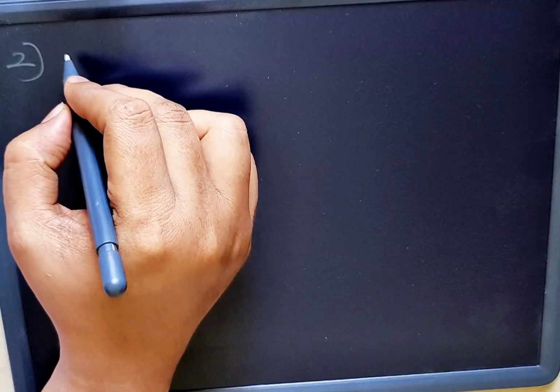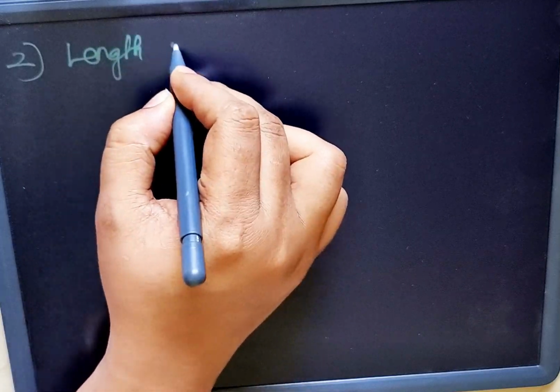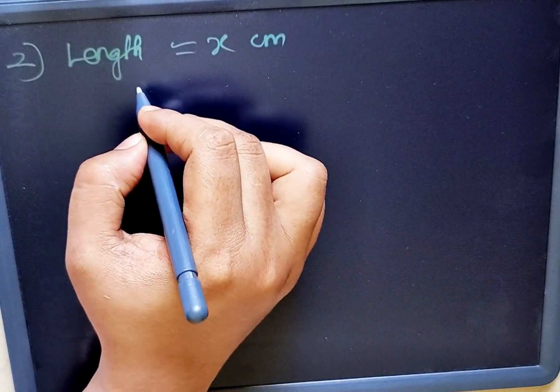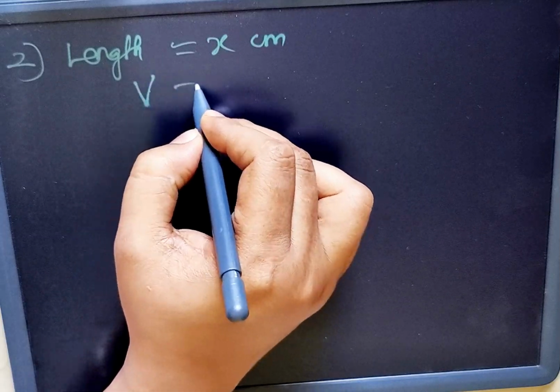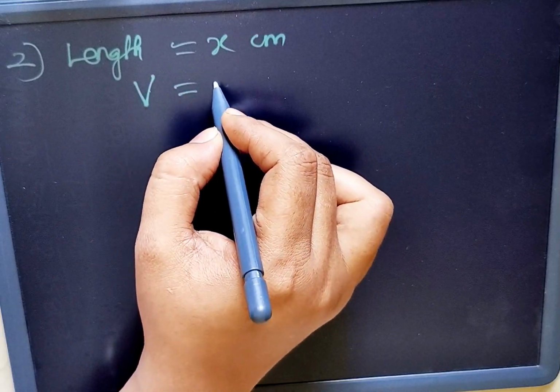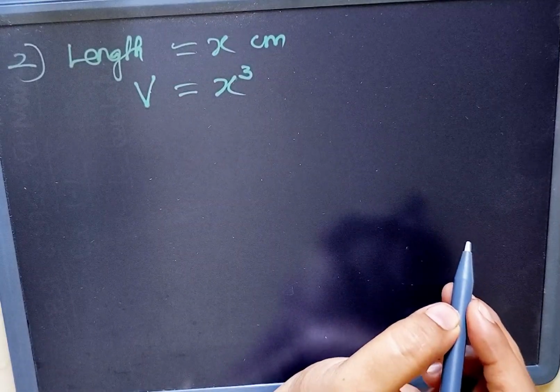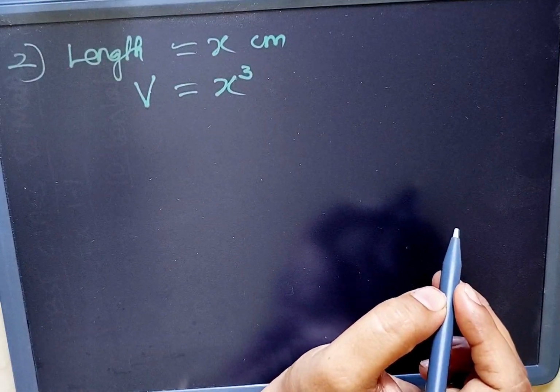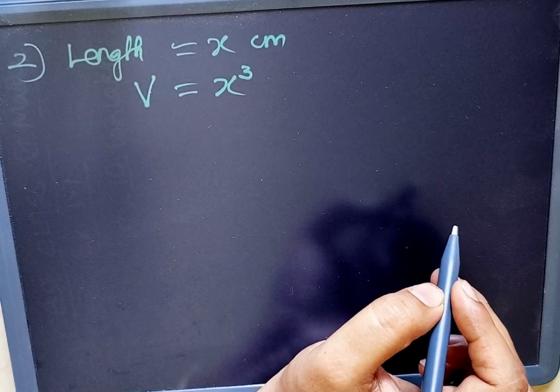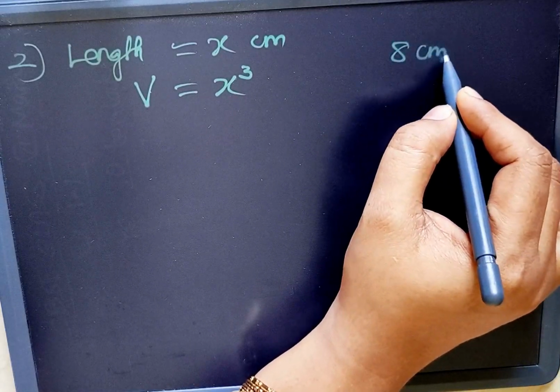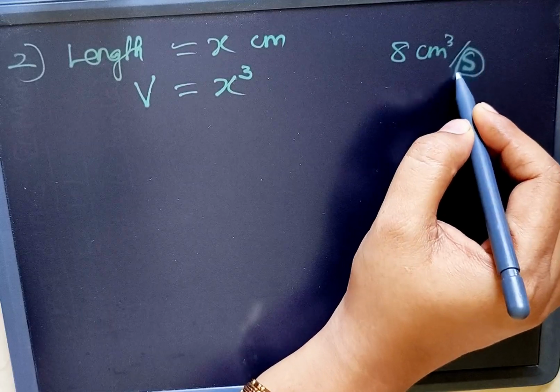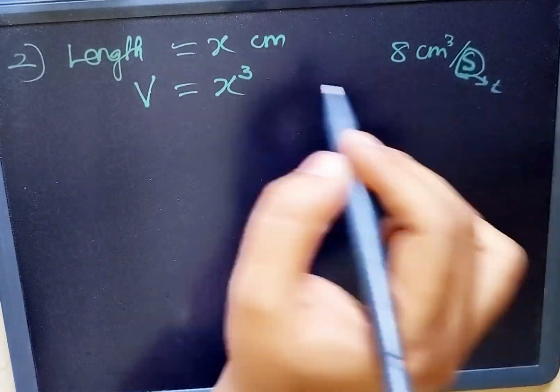Question number 2. Volume of a cube is increasing at the rate of 8 centimeter cube per second. How fast is the surface area increasing when the length of an edge is 12 centimeter? Let us take the length of the edge of the cube be x centimeter, volume be v. So we will take v as x cube. And rate of change of volume, since they have given 8 centimeter cube per second, we are going to differentiate with respect to time.